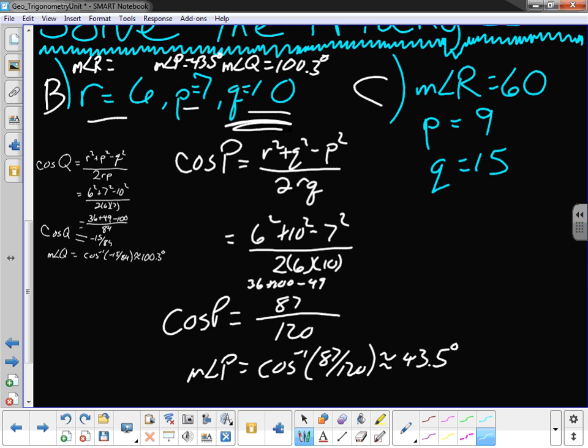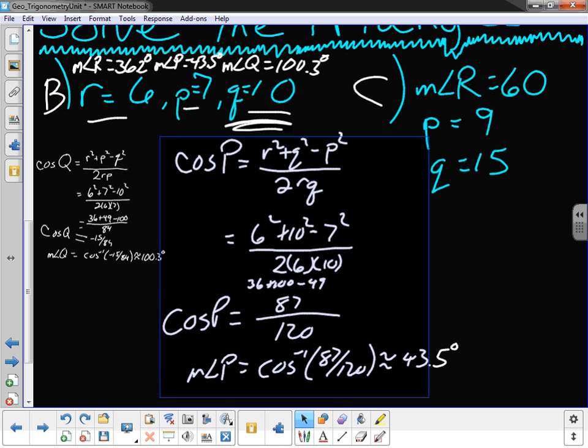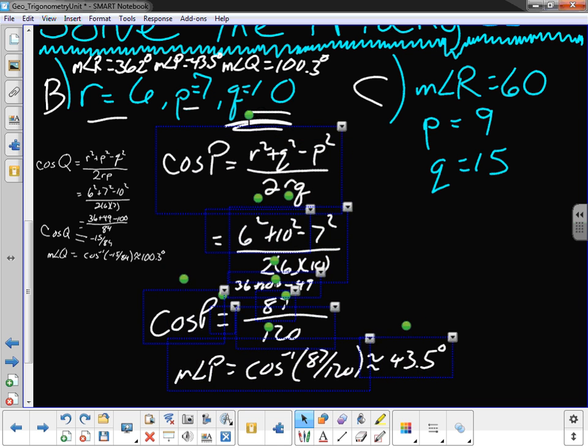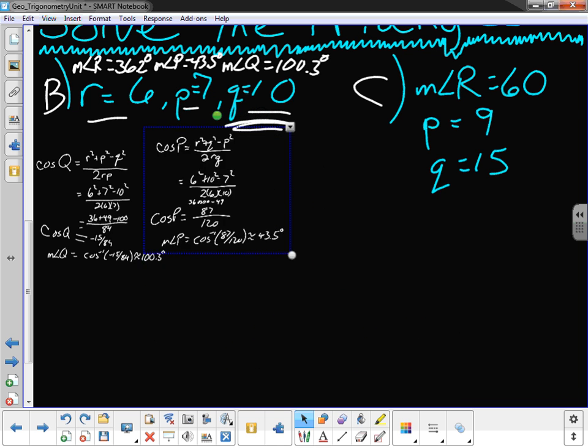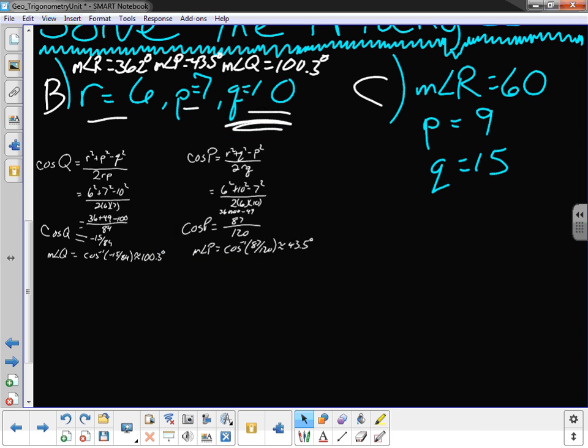And when I add those two together, I get 143.8. So if I subtract that from 180, I get 36.2. So there are my measures for that one. So when I have all three sides, I really want to use the law of cosines and run it through those cosine angle equals pairs, and they work out real nice.